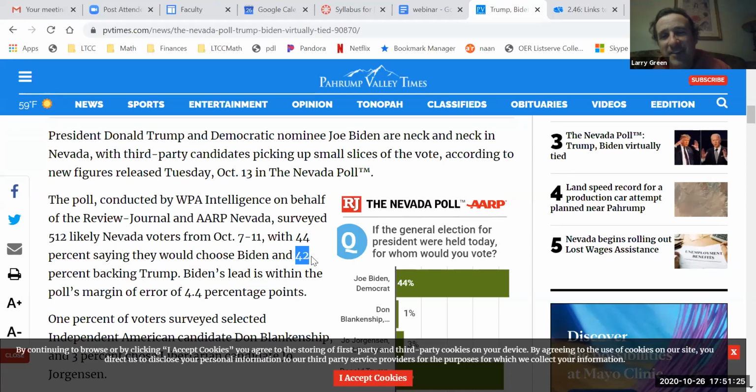Okay, so it's a trick question. It looks like it's a yes, but this is of only 512 people they asked. Do you think there's only 512 likely Nevada voters? No. Nevada's not a giant state, but there's certainly a lot more than 512. It's probably a million or so. So we don't know the population proportion. We can't know the population proportion, but we have our sample.